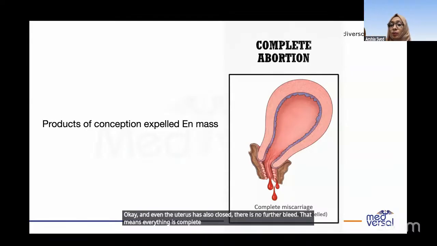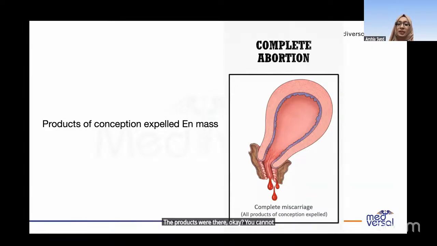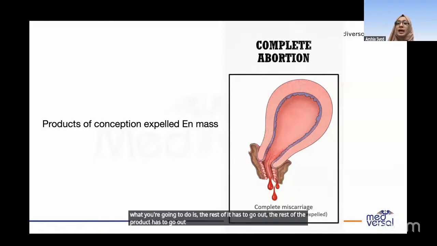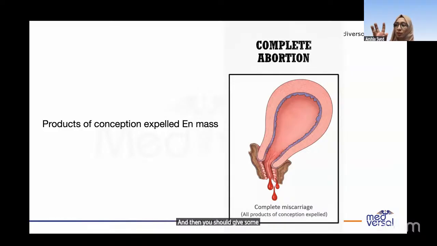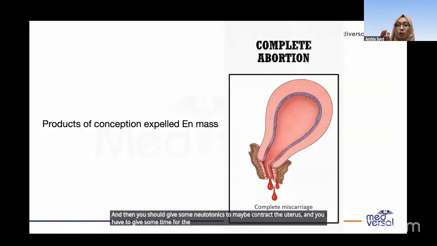But in inevitable abortion, what happened is the products were still there. You cannot save the pregnancy anymore. What you're going to do is let the rest of the products go out, and then give some uterotonics to contract the uterus. You also have to give some time for the cervical os to close.